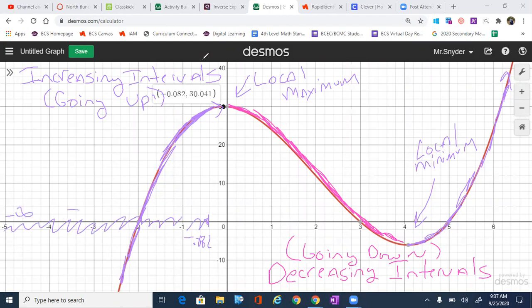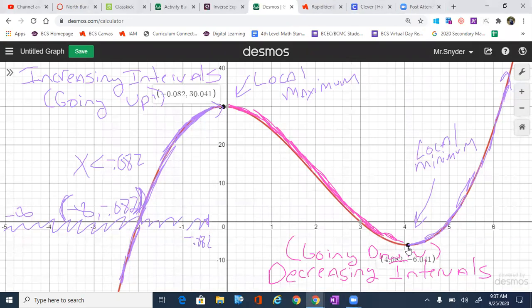So we go negative infinity all the way to negative 0.082, and that is going to be written in interval notation. Or I could just say, hey, for all values less than negative 0.082 on the x-axis, it's going to be increasing. And then I can come out here, I can look at this other local minimum. Okay, once we have those values down, we'll be in good shape.